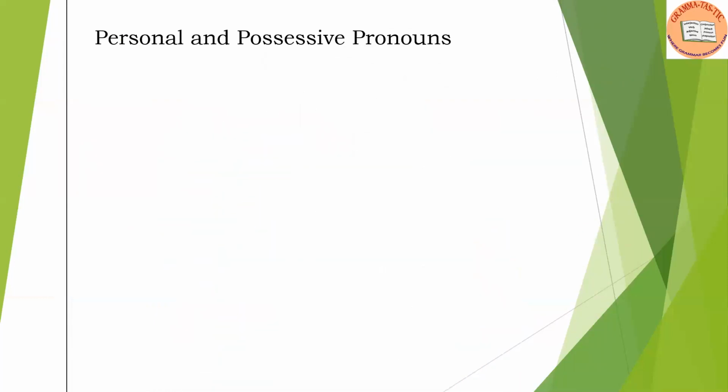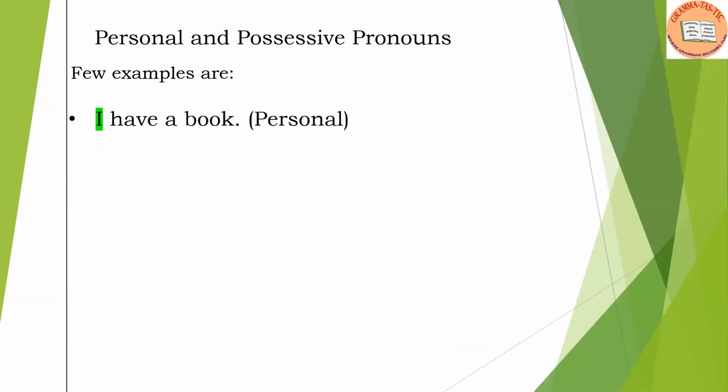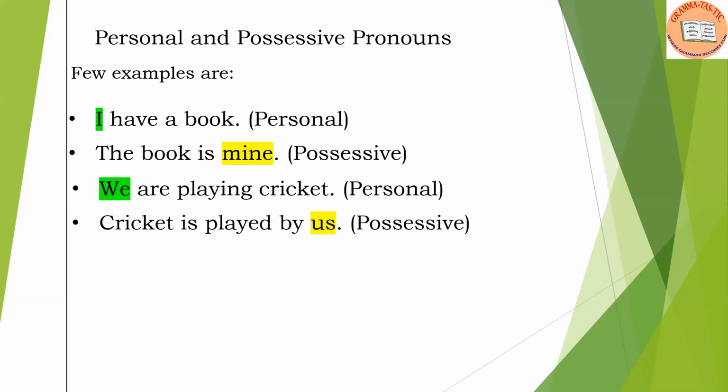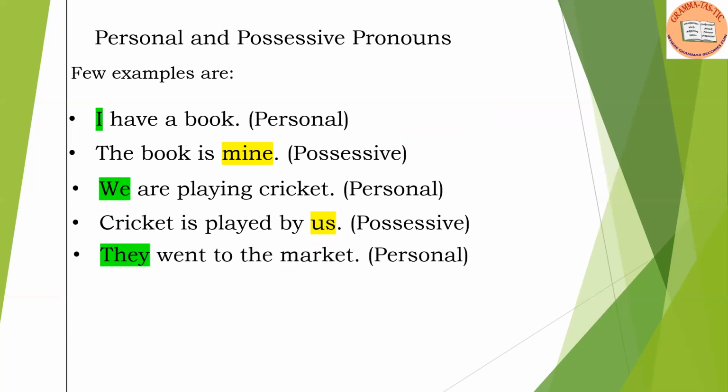Now let us understand the personal and possessive pronouns through some examples. I have a book. Here I is a personal pronoun. The book is mine. Mine becomes possessive because it is showing belongingness or ownership. We are playing cricket. Here we is a personal pronoun. Cricket is played by us. They went to the market. They is a personal pronoun. The shops are theirs. Theirs becomes a possessive pronoun.